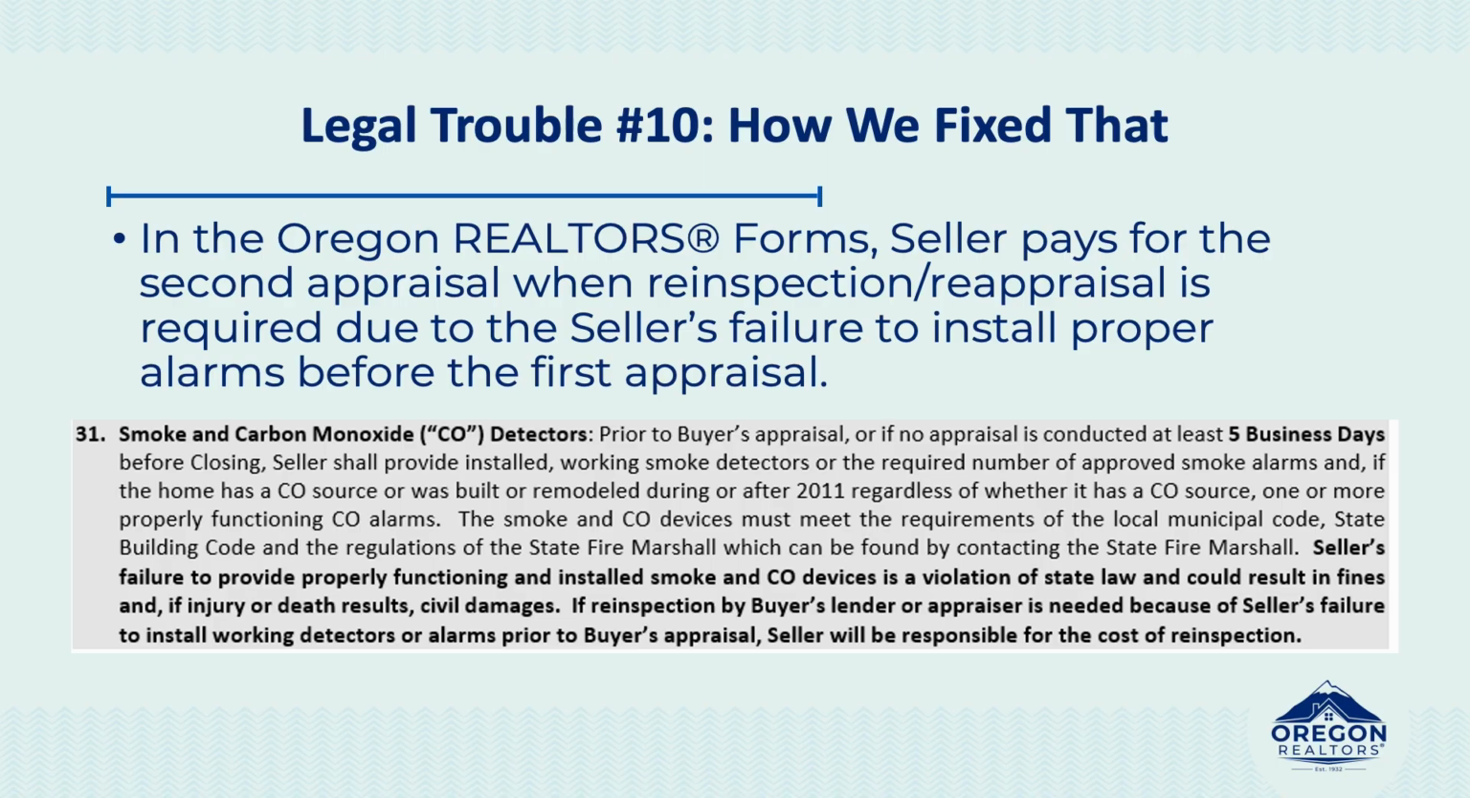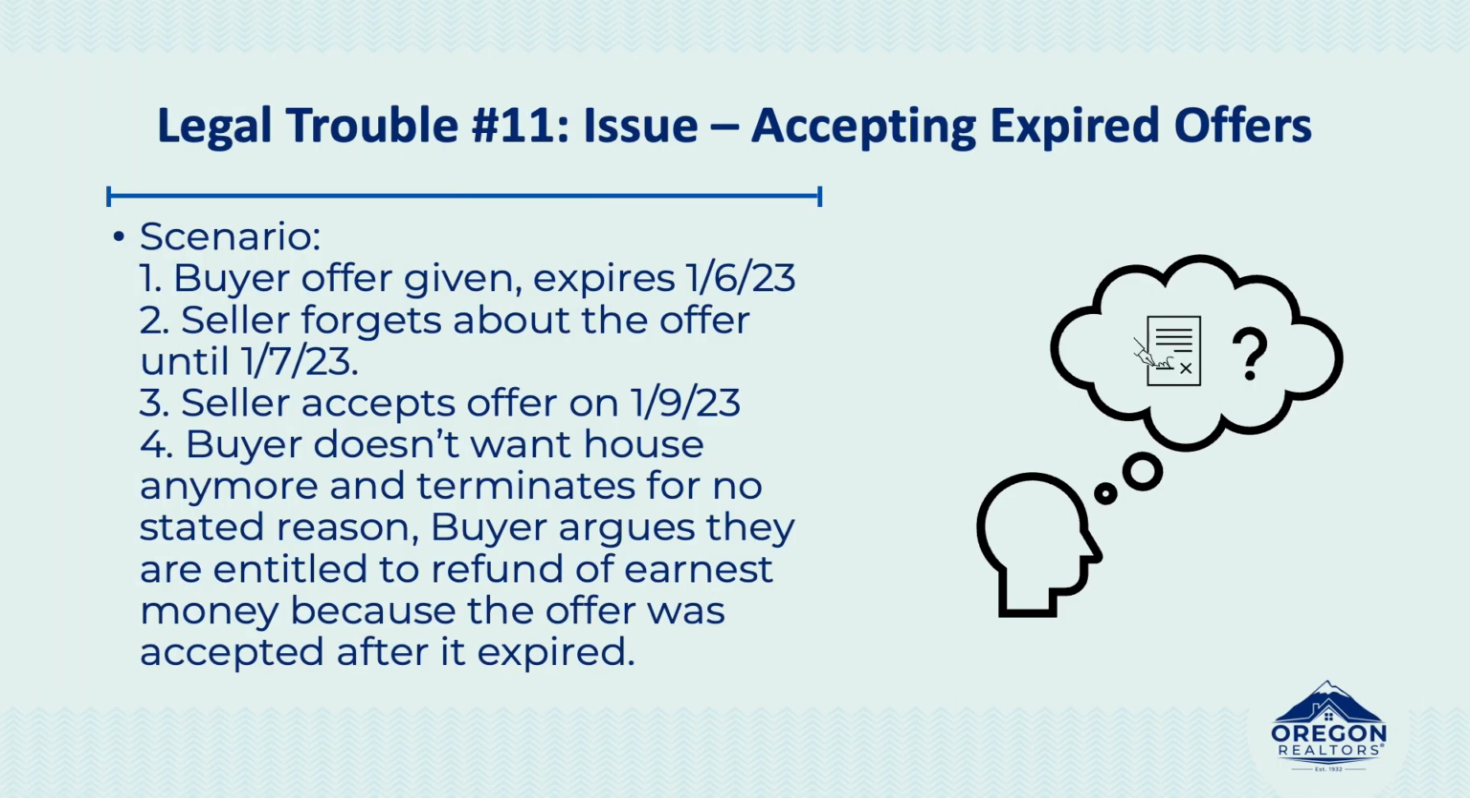Another issue we try and cover in the Oregon Realtors forms is expired offers. So your scenario is you have a buyer who has an offer that they give to the seller and it expires on the 6th of January. That's when it's done.